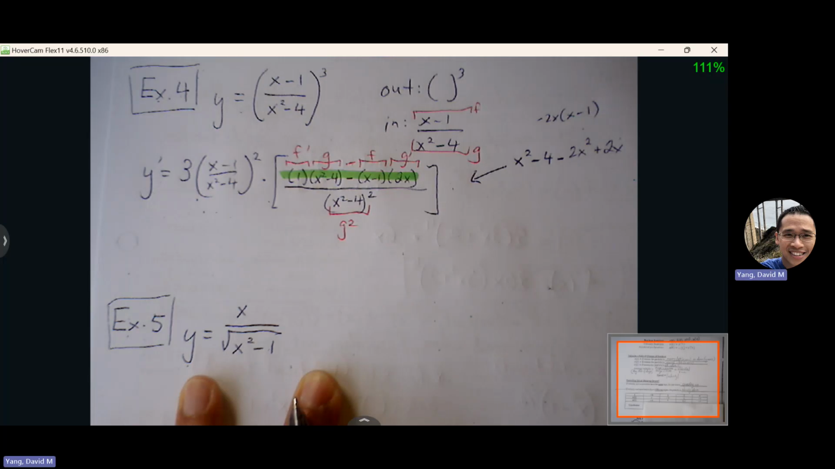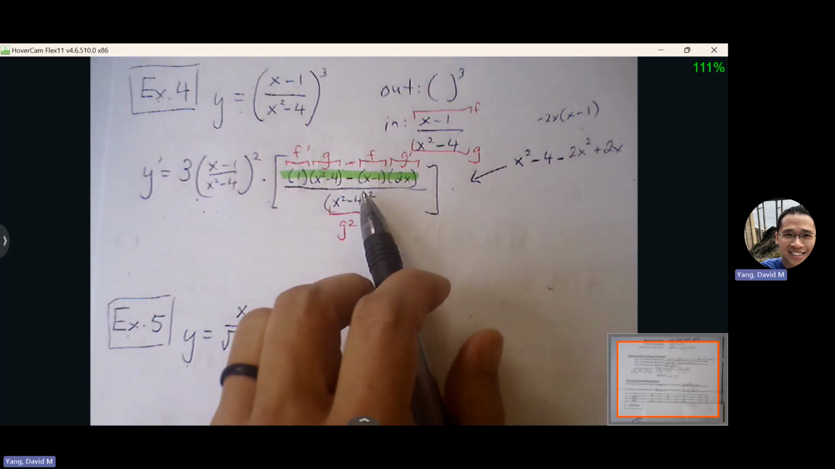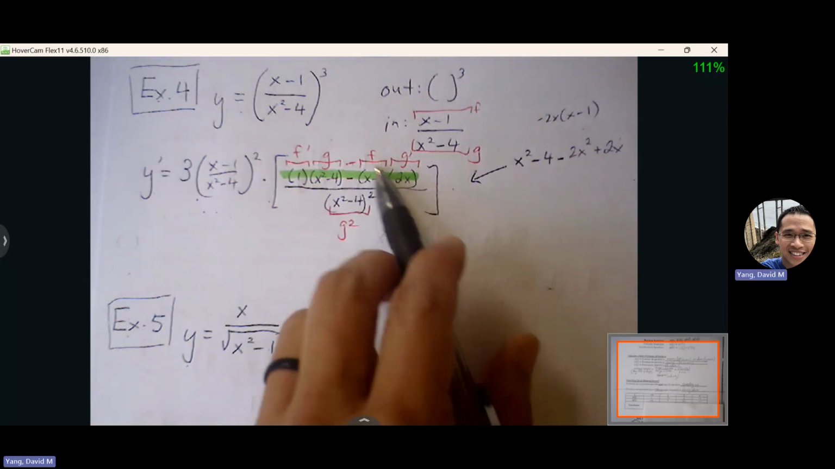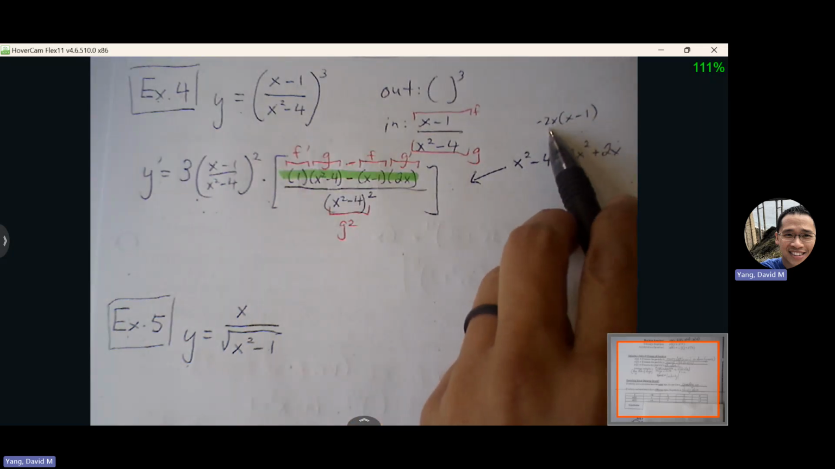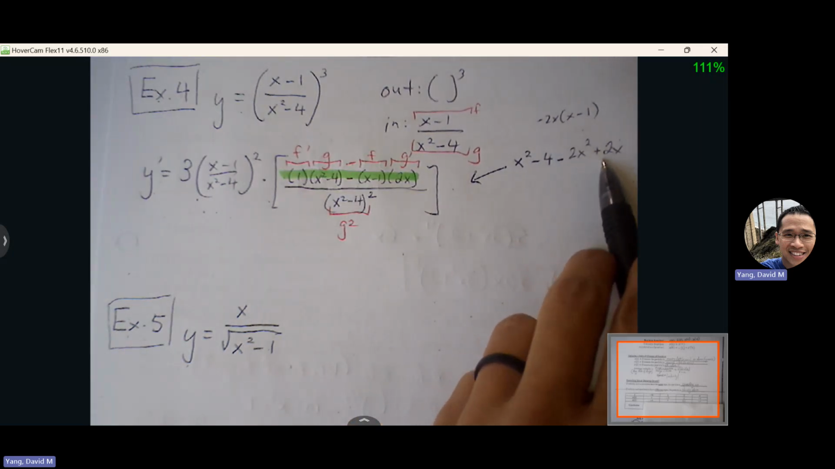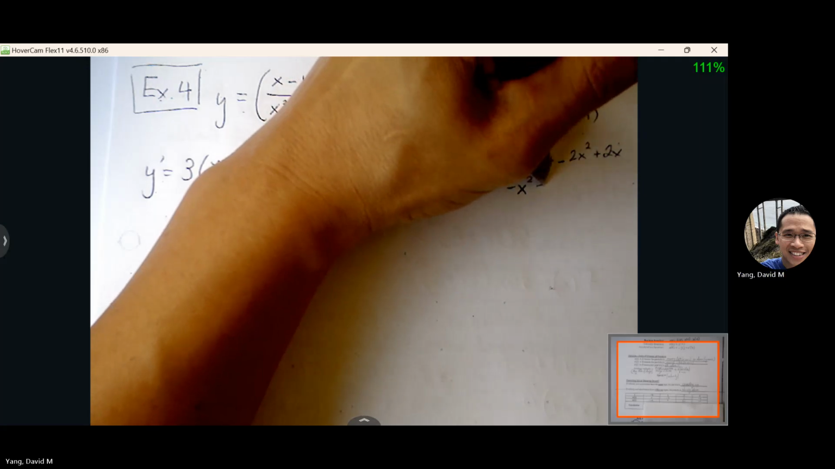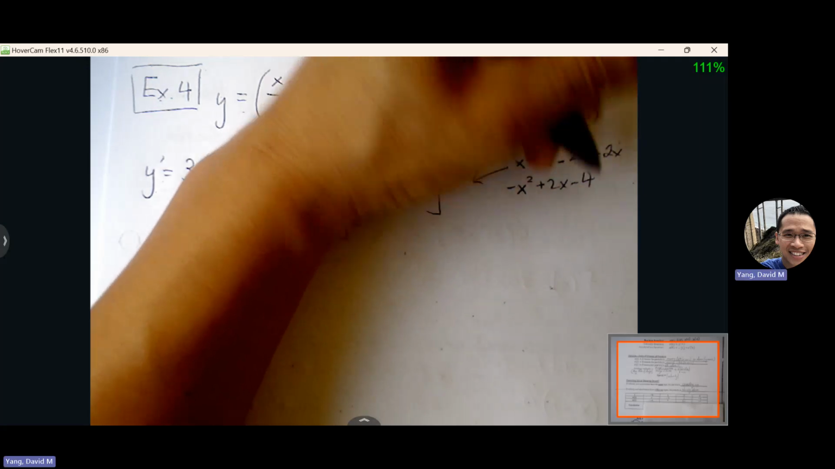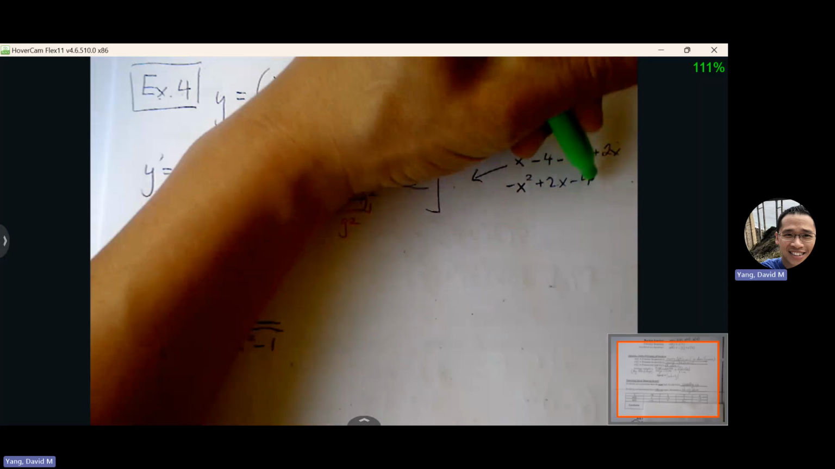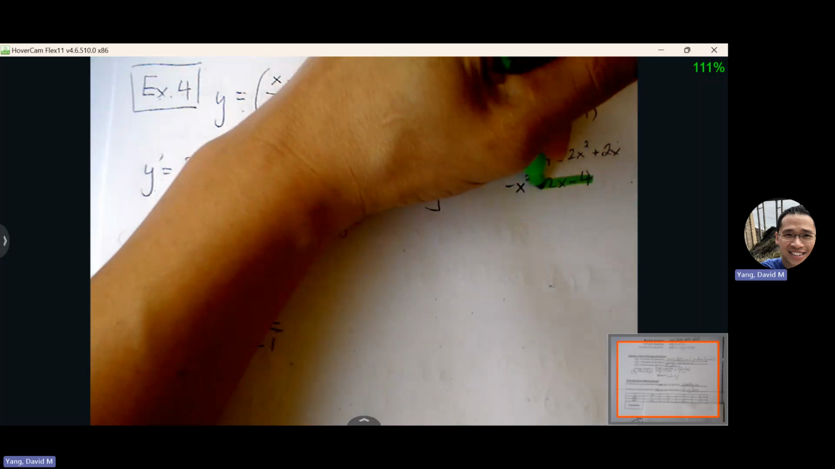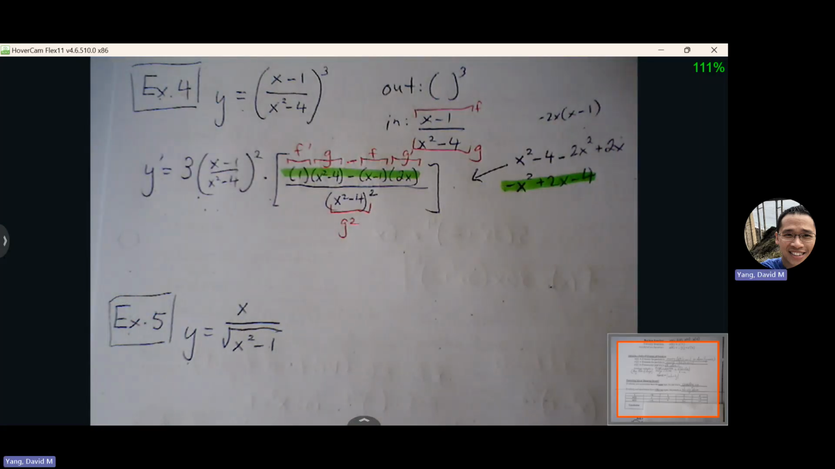But it's not minus 2x. Because I put the 2x with the minus, and then I distribute that through, and I got a plus. And then that cleans up to be negative x squared plus 2x minus 4. So this is my updated version of that numerator if I were to do a little bit of cleanup.